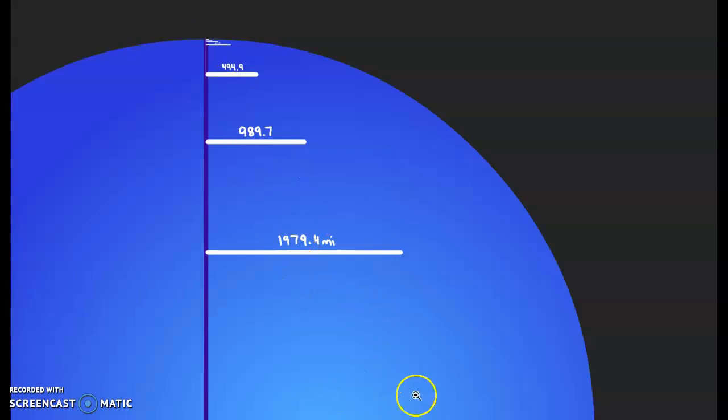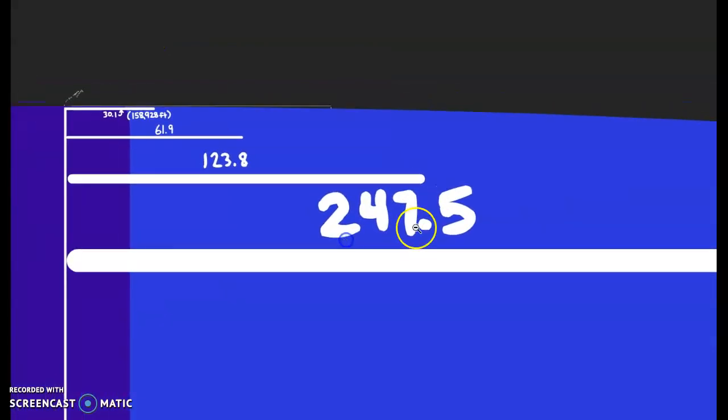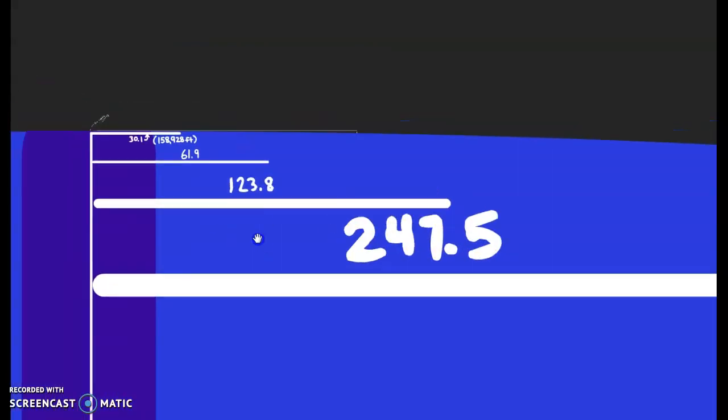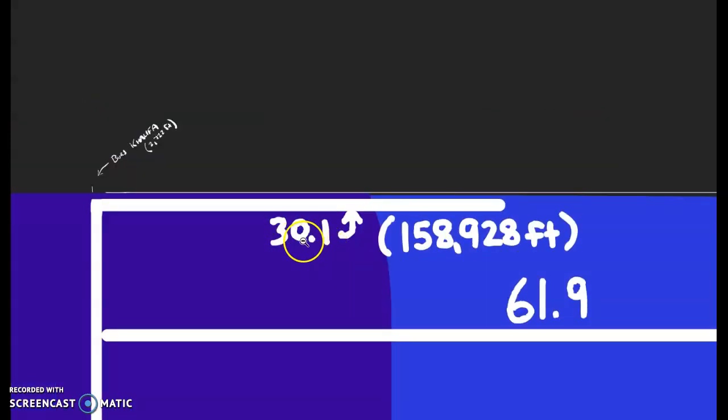Just so we can get a reference point of the scale we're dealing with here on this, quote, round Earth. So we're at about 989 miles here. Then we zoom in, and this line represents about 500 miles. Then we zoom in further, and we're about 247 miles. And then we go all the way to here, which is 30 miles, or 158,928 feet.